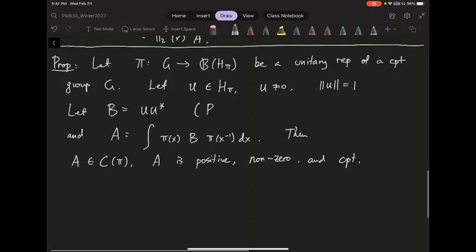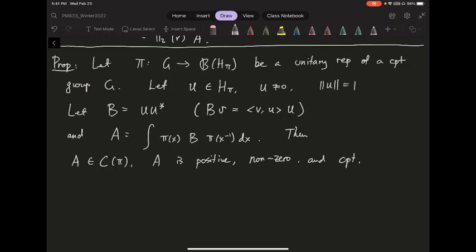So I should say B times another vector V is essentially just you take the inner product of this V with the U, so that's the U star part, and then you map it to U, okay? So this is the rank 1 projection onto the linear span of this U. So if you let B be this rank 1 operator, so that's clearly inside B of H pi, and you construct the operator A from the technical lemma we saw from last time, so you integrate this B, but you conjugate by pi x and pi x inverse on either side.